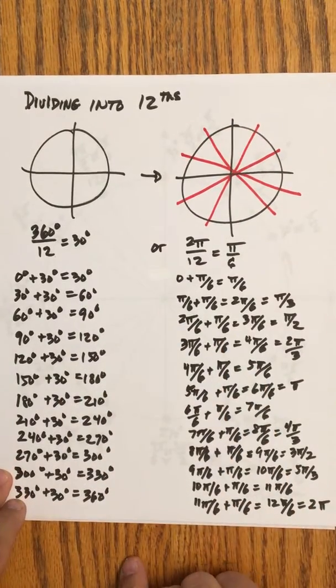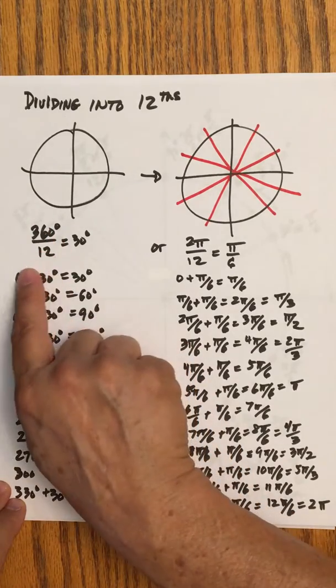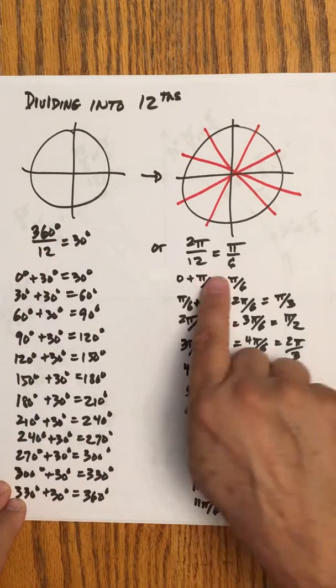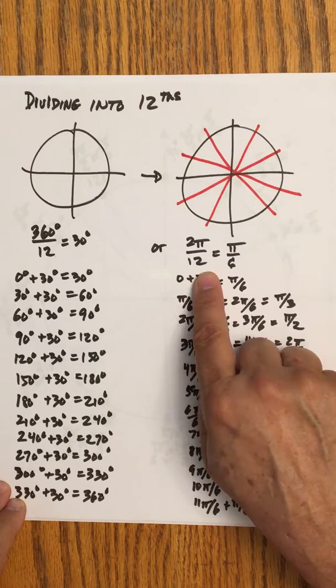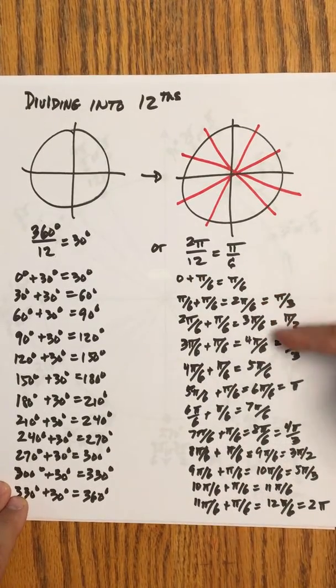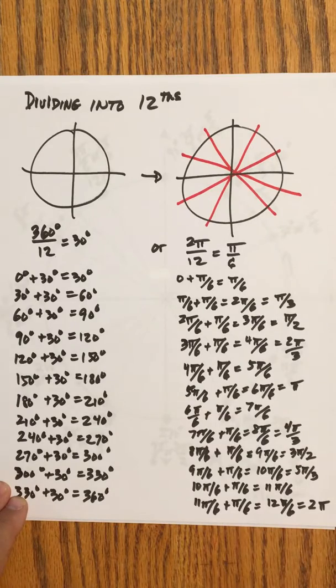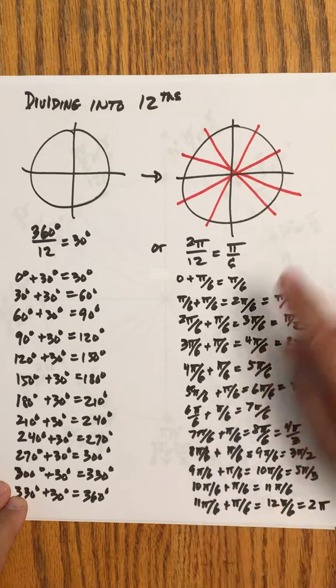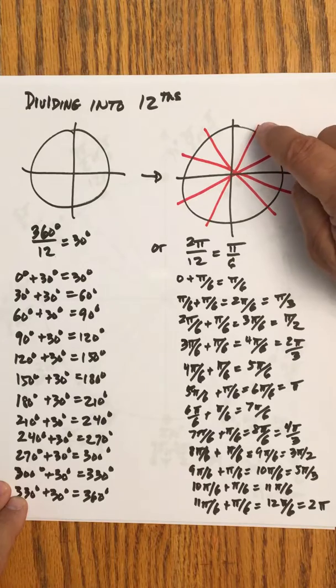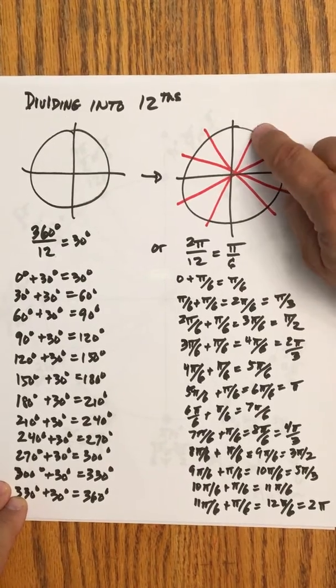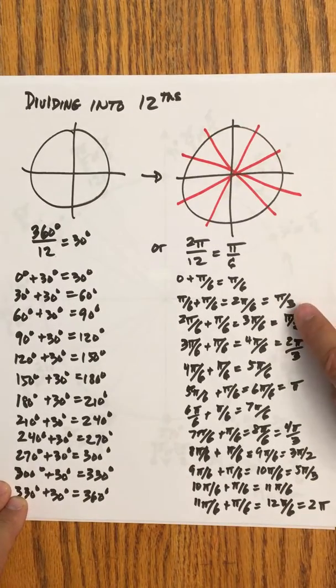And using the same thinking, a full revolution divided into 12ths is 30 degrees, or 2 pi divided by 12 is pi over 6. And so if you keep adding pi over 6, or you keep adding 30 degrees, you get all the way around. And I just want to mention here that the values for the rotations close to the y-axis end up reducing to pi over 3s, right?